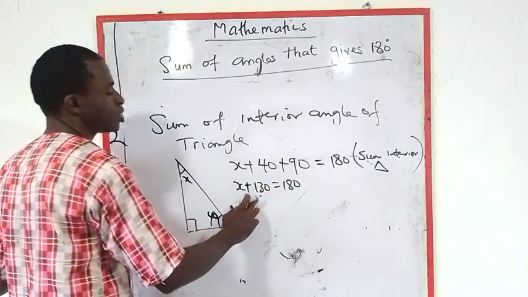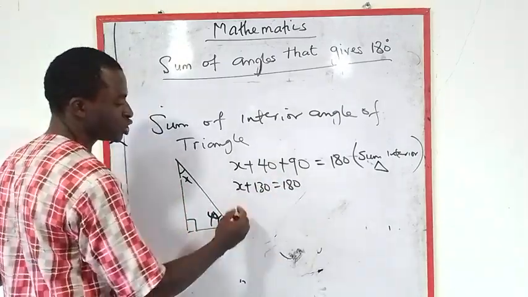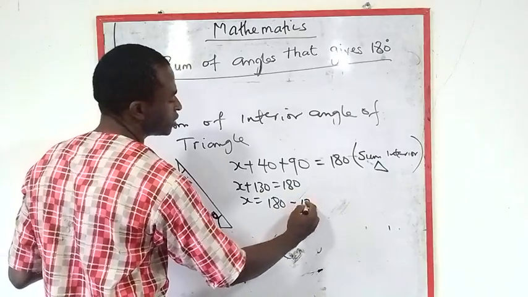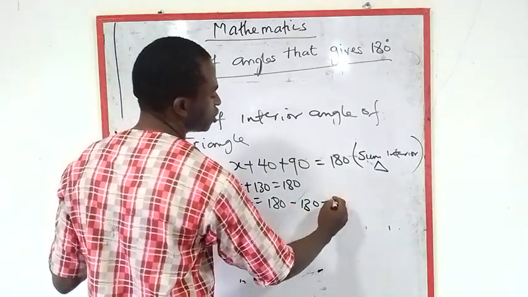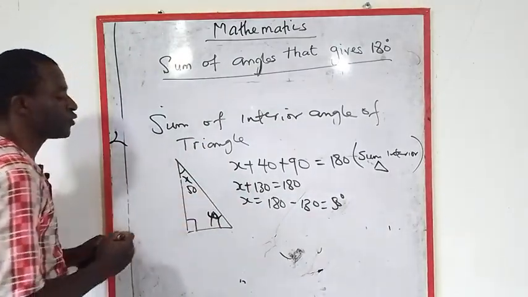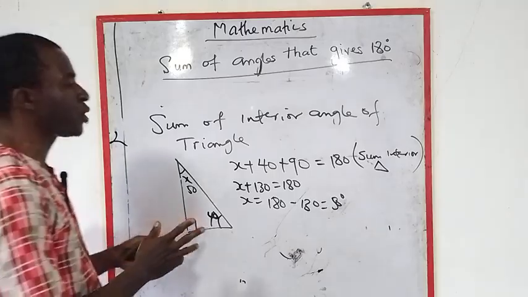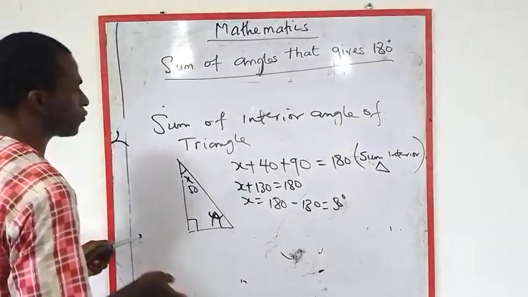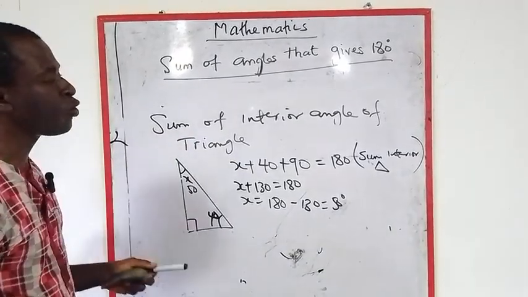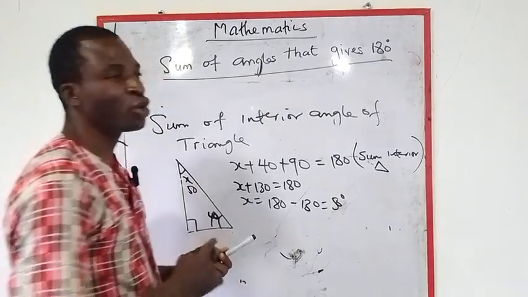This one will cross the equality sign in a simple equation. S becomes 180 minus 130. That will give us 50 degrees, meaning that our S is actually what? 50 degrees. So this is exactly what we have for simple equations, for the sum of interior angles of a triangle. So we talked about the first one.